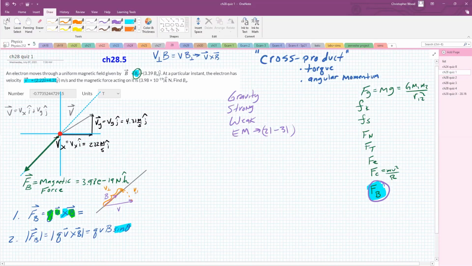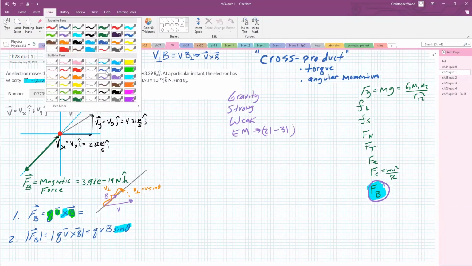And V perpendicular also equals V sine theta. So no matter how you set things up, no matter who you give primacy to, velocity or magnetic field, sine theta captures that perpendicular element. So now let's do the cross product.